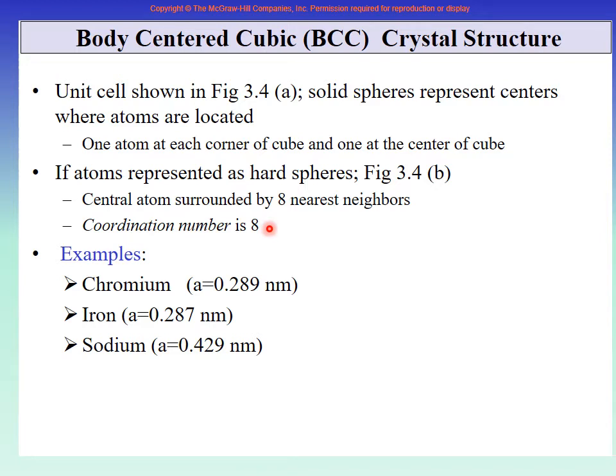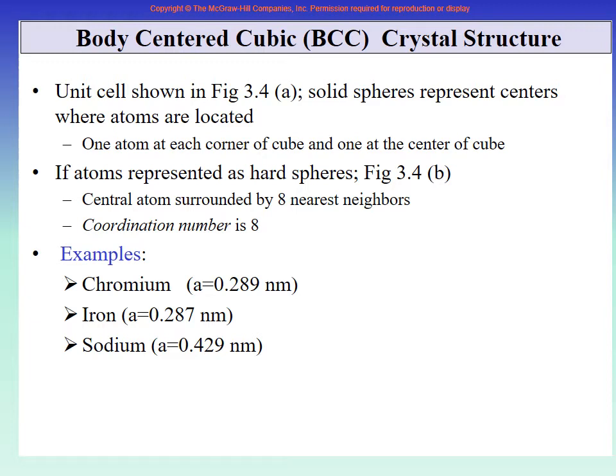Coordination number means that if you take any atom in the lattice, not in one unit cell, in the lattice, where there are hundreds and thousands and millions of unit cells, if you take any atom, then it is touching how many other atoms? Any one atom is touching how many other atoms? It is called coordination number.